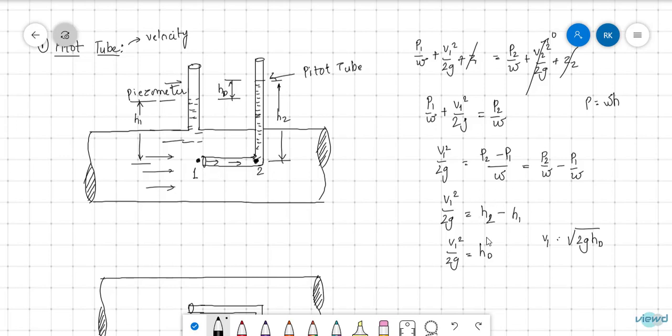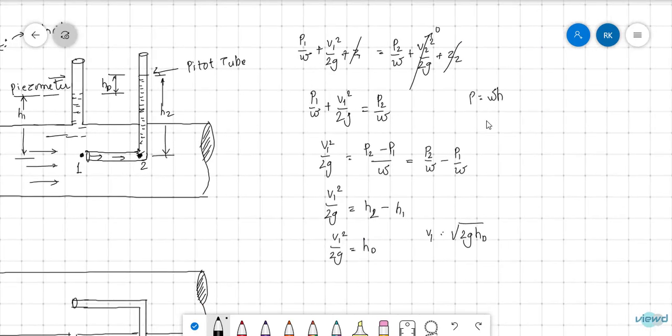So this is how we measure velocity with the pitot tube. This H2 is called H stagnation. So this is stagnation pressure. What is stagnation pressure? A stagnation point is a point where the velocity becomes 0. The point where the velocity becomes 0, at that point the pressure is called stagnation pressure. So H2 is equal to H stagnation, which is equal to the static pressure head plus the dynamic pressure head. So static pressure head plus dynamic pressure head gives us stagnation pressure.